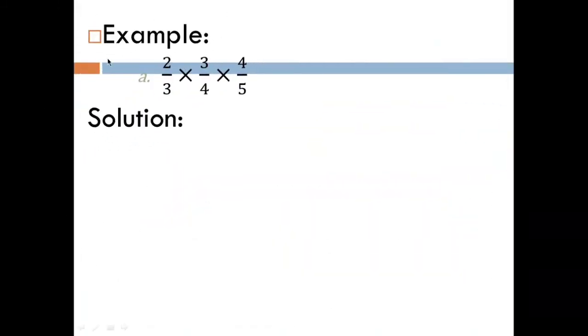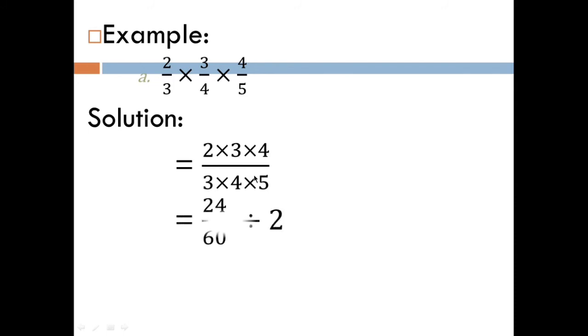So, dito, hindi naman siya improper fraction. Hindi naman siya mixed number. So, 2/3 times 3 over 4 times 4/5. So, our solution is, okay, multiply numerator to numerator, denominator to denominator. So, first, 2 times 3 times 4 over 3 times 4 times 5. So, the result is 24 over 60.